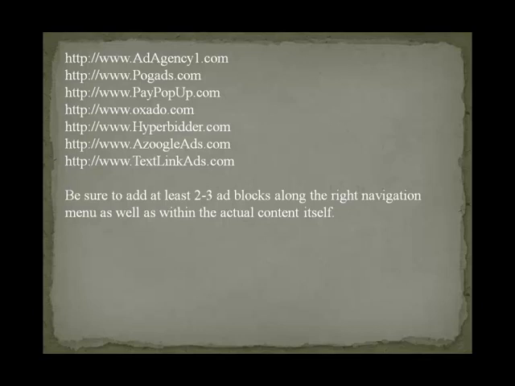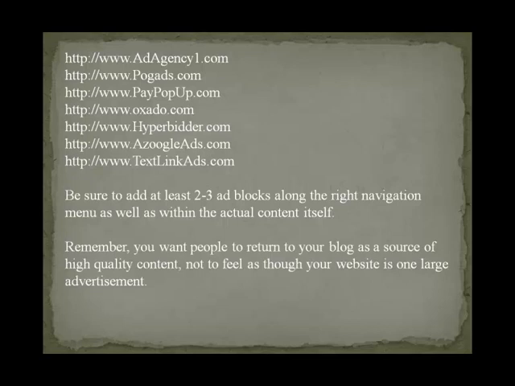You can continue to implement advertising as you fill your blog with fresh content and develop your overall structure and categorization. Next, we are going to add in affiliate products based on the networks and marketplaces you have previously evaluated when choosing your niche. You want to make sure to balance out the amount of fresh content that you feature on your blog with the advertising and affiliate products that you use. Remember, you want people to return to your blog as a source of high-quality content, not to feel as though your website is one large advertisement.